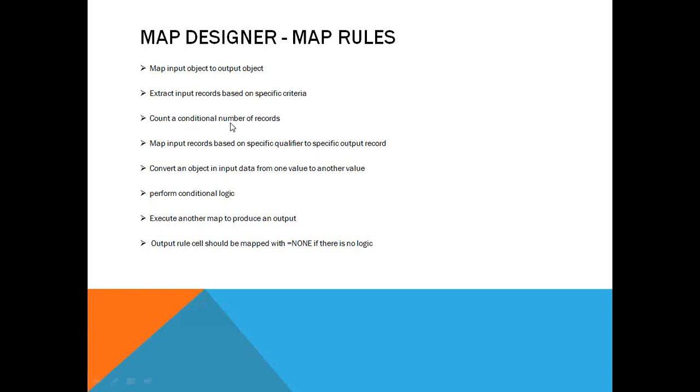Then count a conditional number of records. That means how many records are there for some particular criteria. We can do the count of records, suppose if we want the records with ages between 18 to 28, or how many records have age 19 years, 20 years, like that. In the example from yesterday I'm taking. So we can do the count of records. Then map input record based on specific qualifier to specific output record.